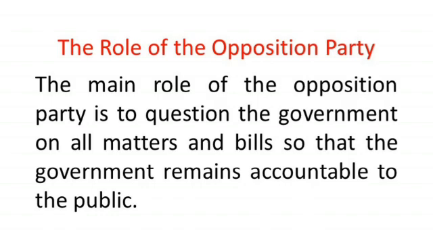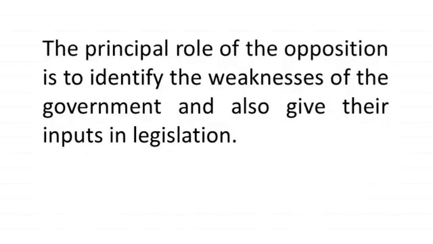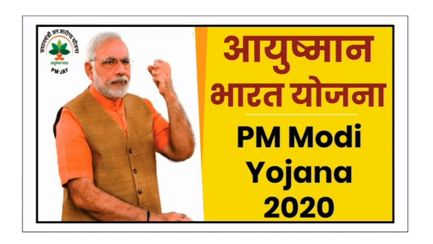So the opposition party makes sure that everything is checked, everything is questioned, and they do not allow anything to be sanctioned unless it is for the betterment of people. The principal role of the opposition party is to identify the weaknesses of the government and also give their inputs in legislation. So to identify the weaknesses of the government, they constantly monitor the activities which are conducted by the government for the betterment of people.